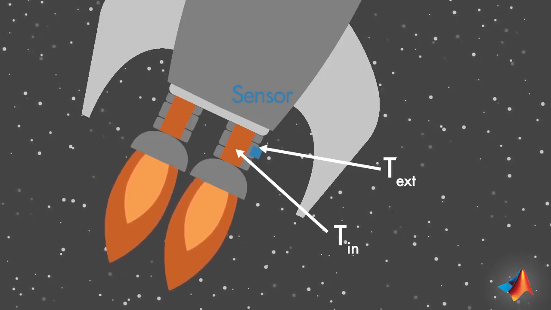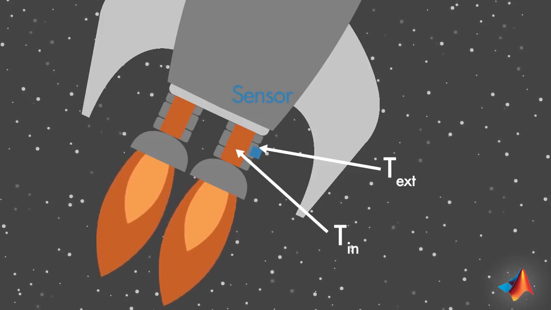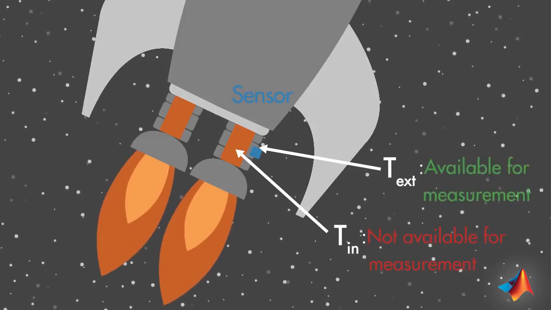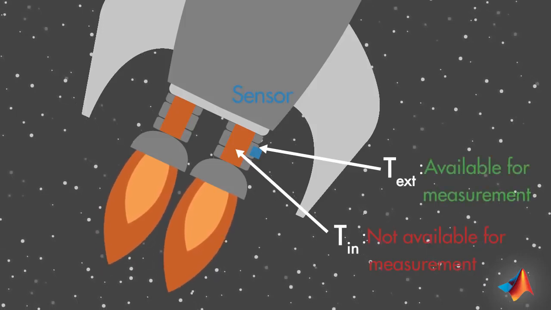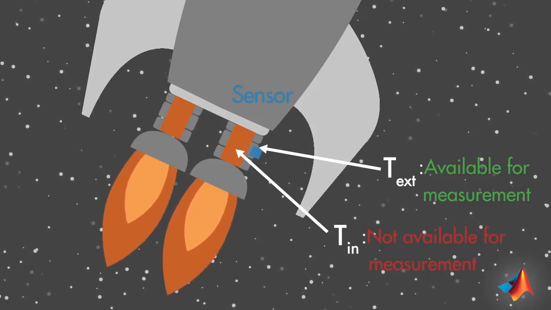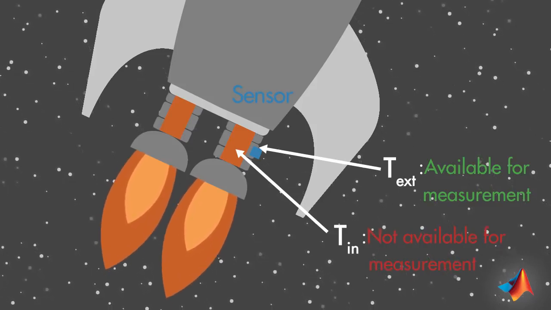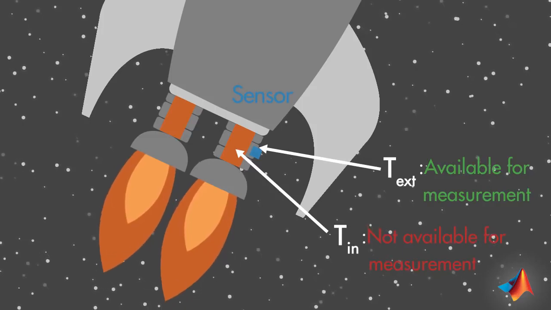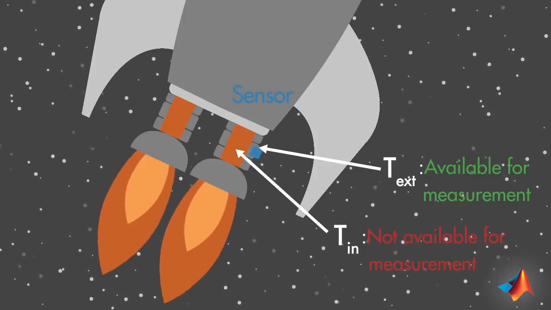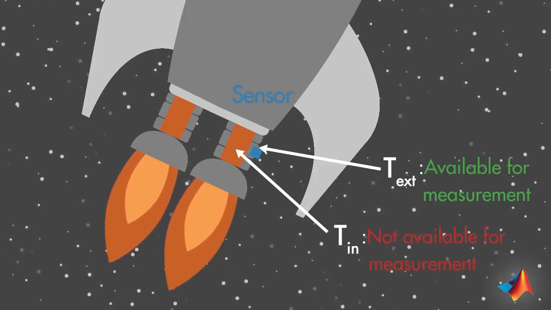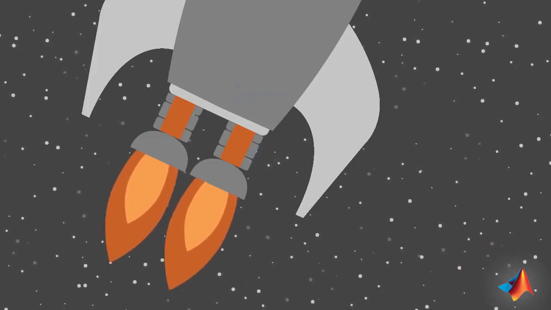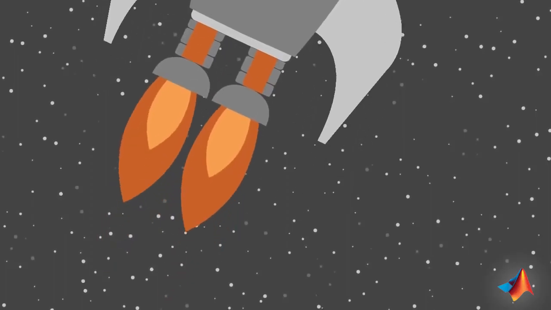The problem you're facing here is that you want to measure internal temperature of the chamber, but you can't. Instead, you have to measure external temperature. In this situation, you can use a Kalman filter to find the best estimate of the internal temperature from an indirect measurement. This way, you're extracting information about what you can't measure from what you can. Now that you know the solution to your problem, you can continue your journey to Mars.